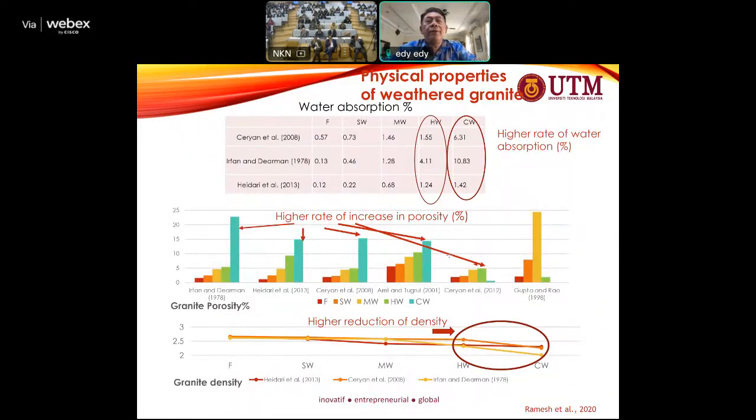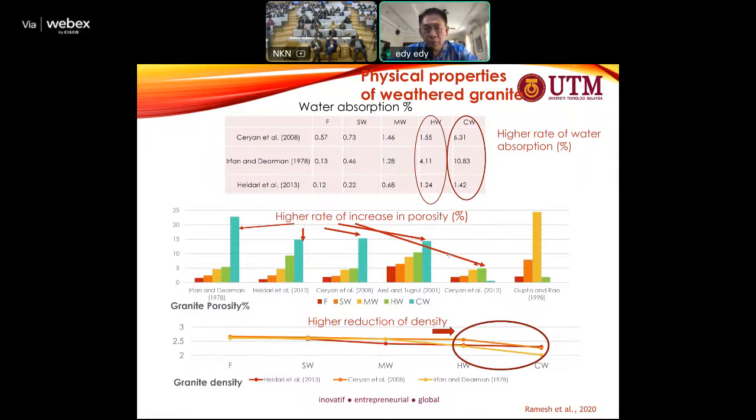Okay, and this is the physical properties. Here we learn about the water absorption and porosity of different weathering states of granite. For example, on the completely weathered granite, the water absorption is between 6% and 10%, and for fresh granite it is about 1%. So this means that it is the site-specific condition.